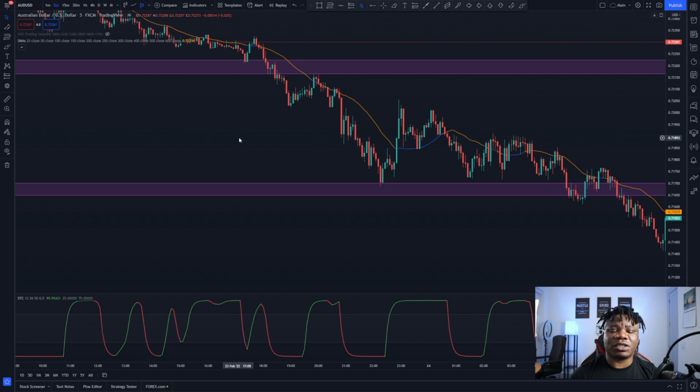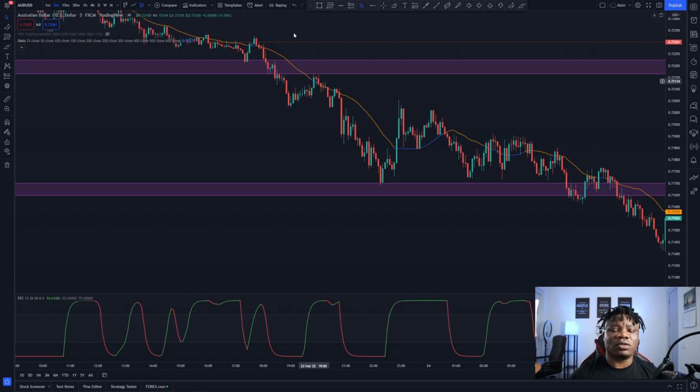Final confirmation, we need the STC indicator to turn red before we take a sell position. Once you have those three confirmations, then you can get in your sell position, because now you're actually following the trend and you're not getting into trades blindly.